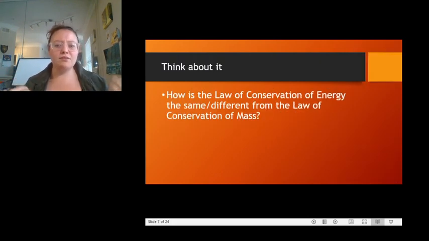So think about it. We have a law of conservation of energy, and previously we've talked about a law of conservation of mass. How are they different? Well, the law of conservation of energy states that energy can't be created or destroyed, only transferred. And the law of conservation of mass states that mass can't be created or destroyed, only transferred. So it's the same idea, just two different versions of it.